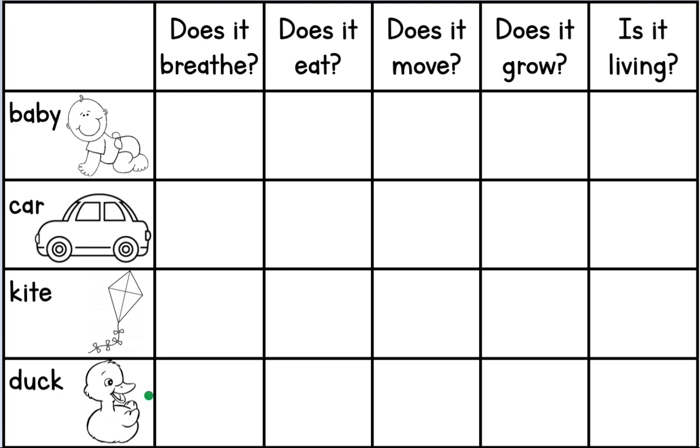Now, what happens is if we have check marks that go all the way across, then it's going to be a living thing. If we have some check marks and some X's, then that means it is not living. So we are going to again answer the first four questions and then see if each object is living or not. So I'm going to do my check marks if the answer is yes in green, and I'm going to do my X's if the answer is no in red. So it kind of gives us more of a visual picture.